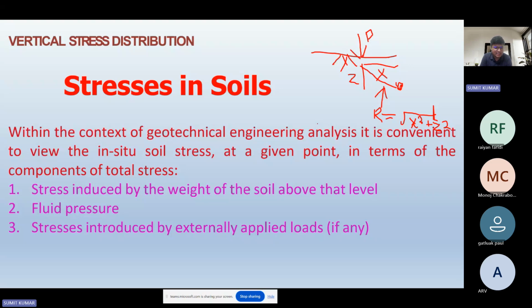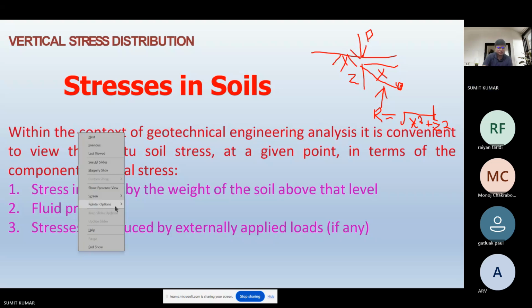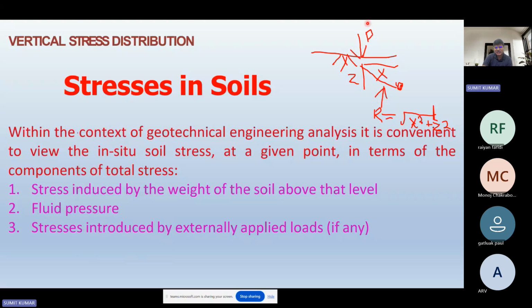So over here, three points are mentioned: the stress induced by the weight of the soil above that level, fluid pressure, and stress introduced by the externally applied load. As you see over here, I have said that the load P is applied over here. Some stress is due to the soil below these sections, and some other stress gets developed due to this load. But over here we are interested in calculating the amount of stress developed at this point due to application of this much load only.